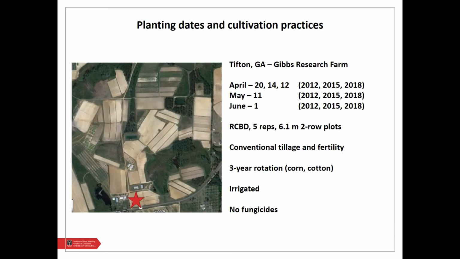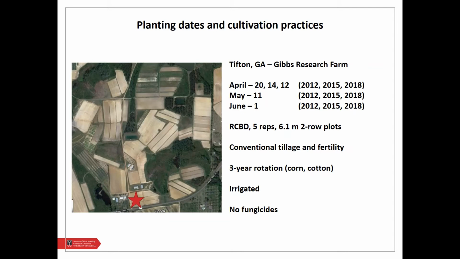The trials were planted in Tifton, Georgia at the Gibbs Research Farm in the same field every 3 years. April plantings were usually around the 2nd or 3rd week of April, whereas May plantings were always on May 11th, and June plantings always on June 1st for all 3 years.